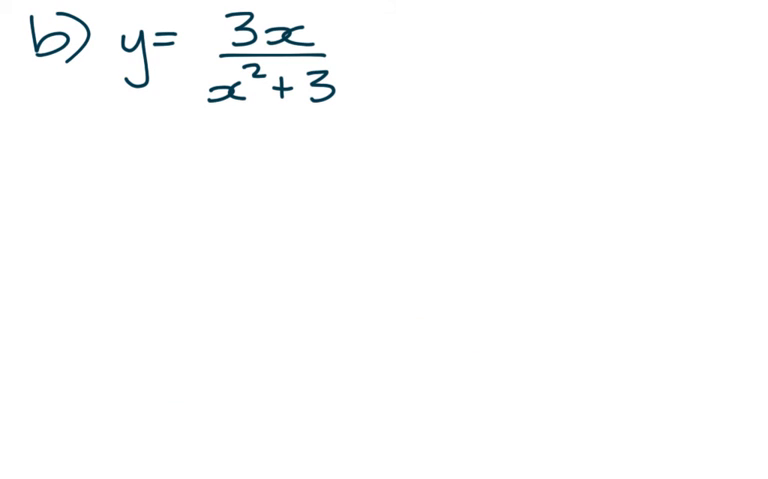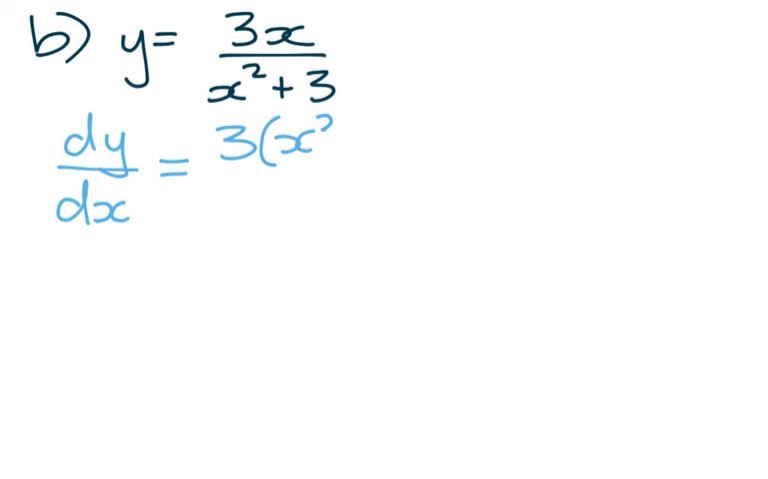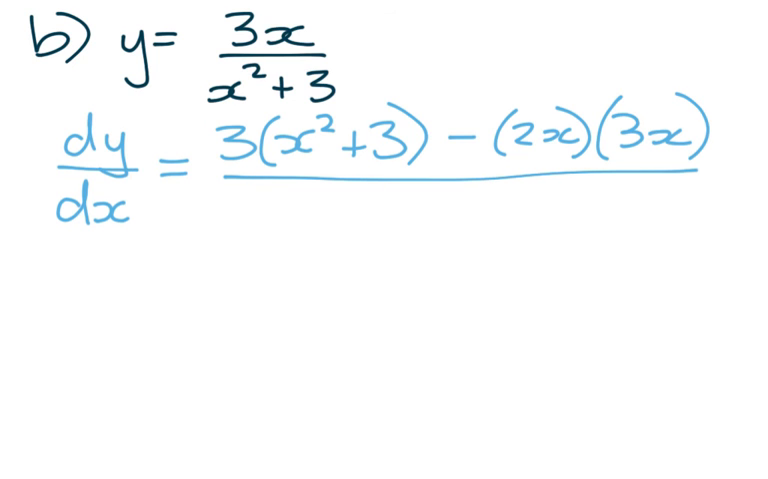And the second example, which is the last one for this video, so we've got y equals 3x divided by x squared plus 3. So we do the derivative of the top times the bottom, so 3 times x squared plus 3, take away the derivative of the bottom, which is 2x, times the top, which is 3x, all over x squared plus 3 all squared.